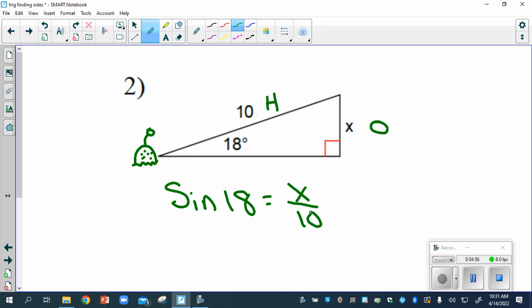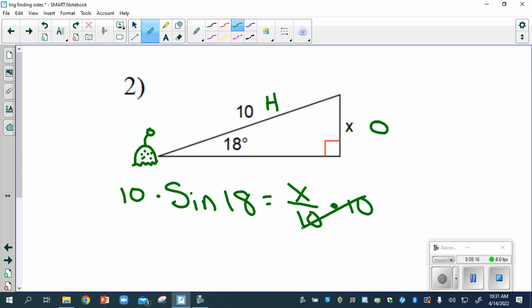I only want x, so I'm going to times both sides by 10, and then I'm ready to push in my calculator. So grab that calculator out. I better get something smaller than 10, but probably bigger than 1. That would be my guess.